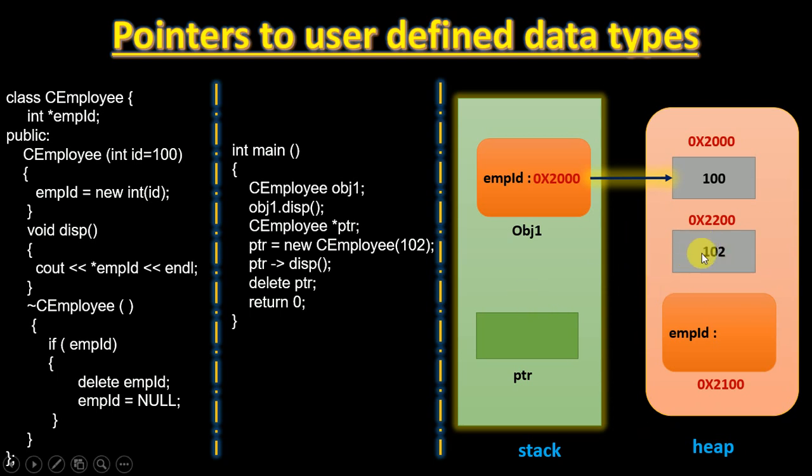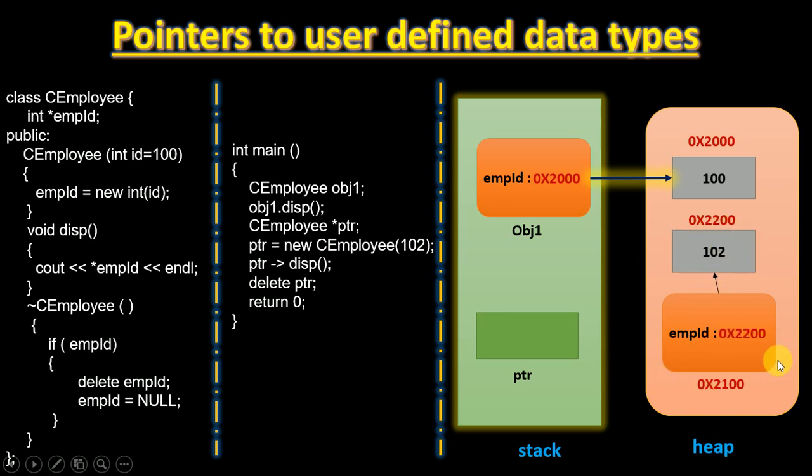So once the value is initialized, this address 0x2202200 will be given to this empid. Okay, now it is pointing to this. See, here obj1 is a stack object whose empid pointer attribute is pointing to heap segment memory. Here 0x2100 is a heap segment object whose pointer attribute, that is empid, is also pointing to heap segment memory where an integer variable is created with the value 102.